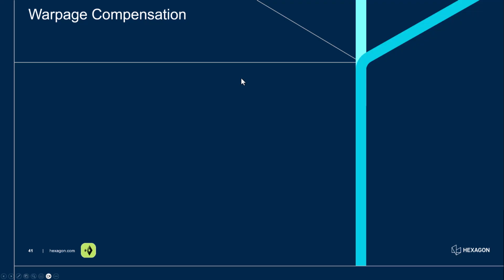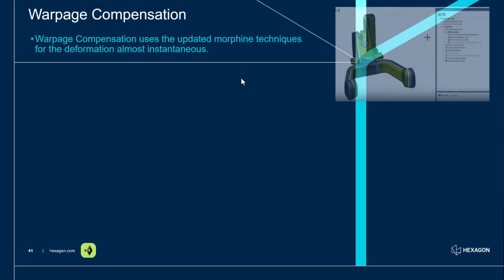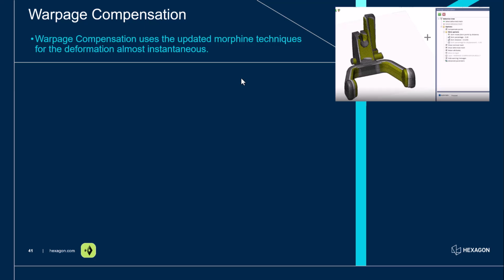Mold and flow. We'll start with warpage compensation. Warpage compensation uses the same mesh technology as cage morphing we talked about earlier for creating an almost instantaneous deformation.